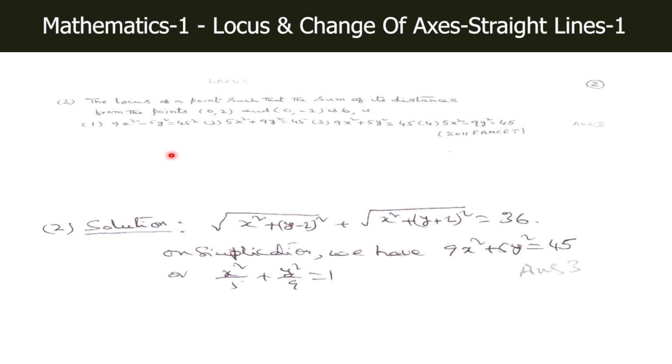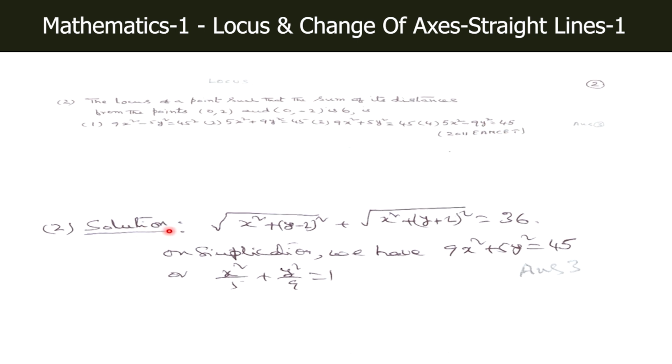Locus of a point such that the sum of its distances from two fixed points (0, 2) and (0, minus 2) is 6 is: 1, 9x square minus 5y square is equal to 45; 2, 5x square plus 9y square is equal to 45; 3, 9x square plus 5y square is equal to 45; 4, 5x square minus 9y square is equal to 45. This is EAPCET 2011.